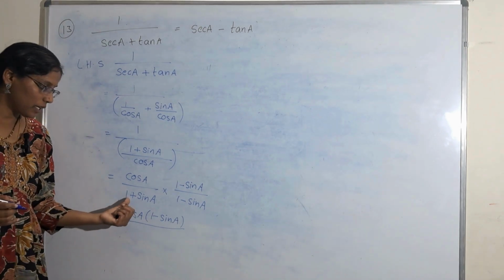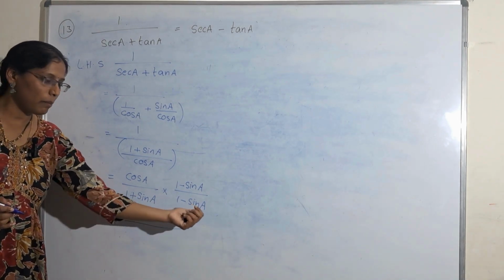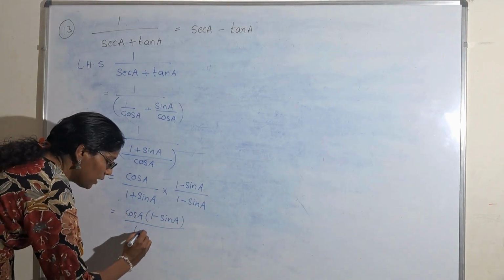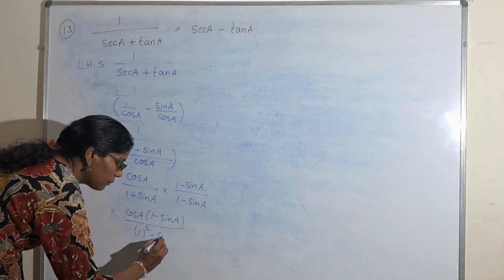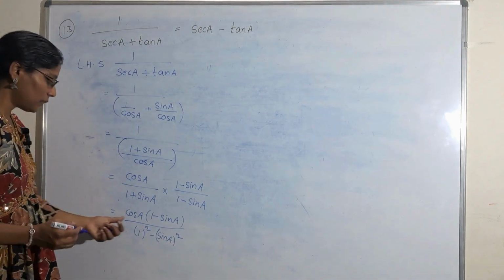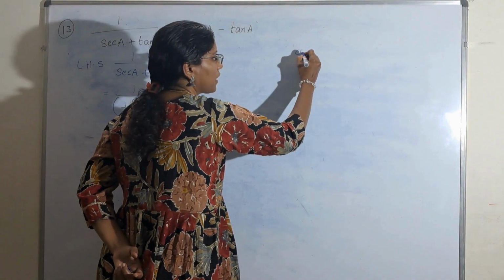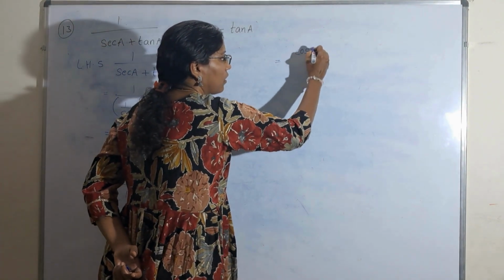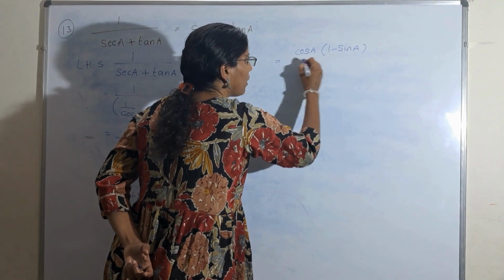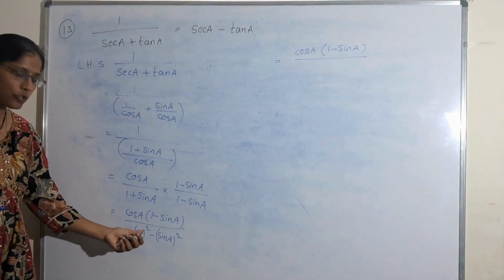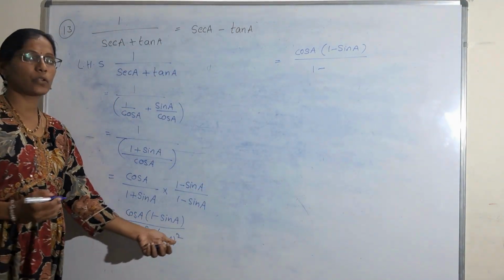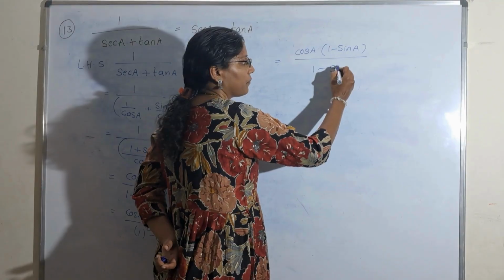Here in the denominator, the (A plus B) into (A minus B) formula we have to apply: A square minus B square. Here cos A of (1 minus sin A) divided by, here 1 square, value is 1, minus sin A whole square, sin square A.